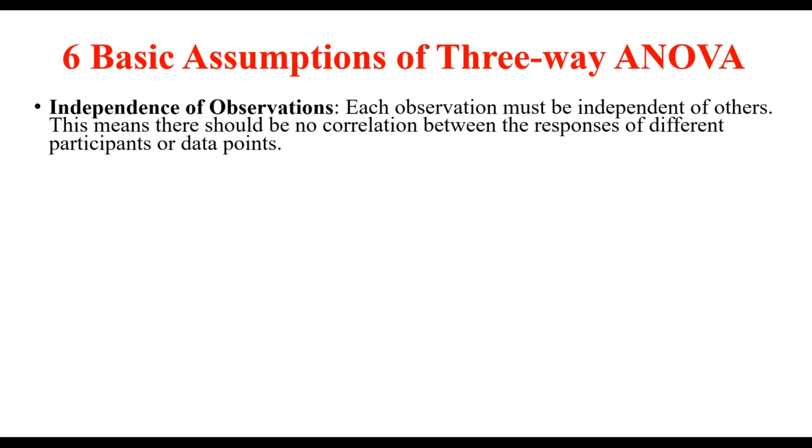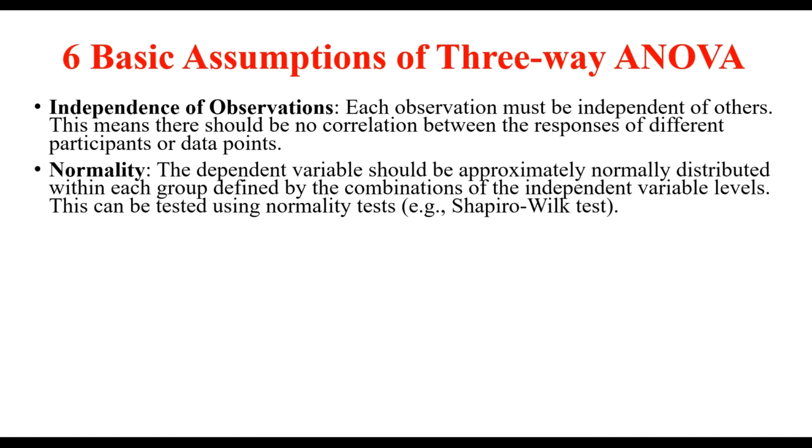So number 1 is the independence of observation. Each observation must be independent of others. This means there should be no correlation between the responses of different participants or data points. Number 2 is normality. The dependent variable should be approximately normally distributed within each group defined by the combination of the independent variable levels. This can be tested using normality tests like the Shapiro-Wilk test.